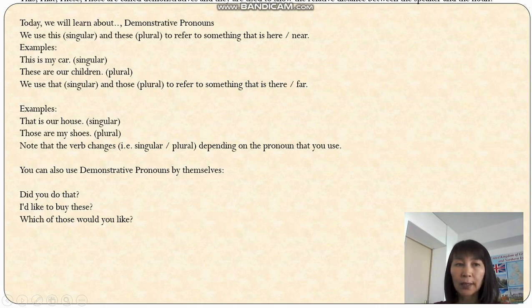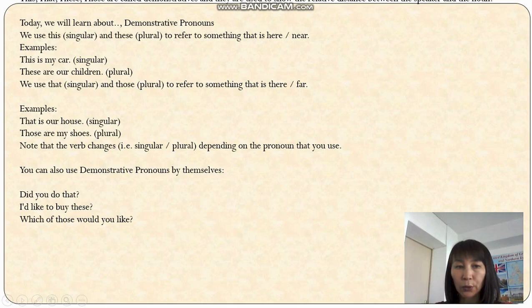You use that, singular, and those, plural, to refer to something that is there and far. Examples: That is our house, singular. Those are my shoes, plural. Note that the verb changes, singular, plural, depending on the pronoun that you use.